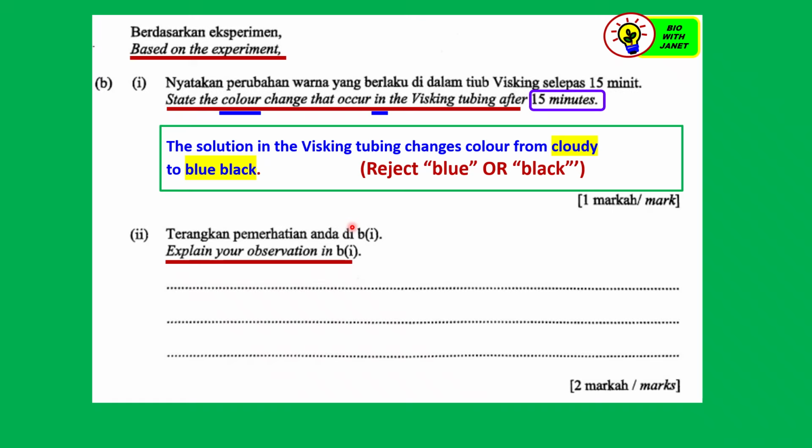Secondly, explain the observation in B1. So here we have to think about why the solution in the Visking tubing changes color. Something has happened to make it change color. So what is the process before that? Yes, it's because the iodine molecules or iodide ions have diffused through the Visking tubing and entered it, then react with the starch.